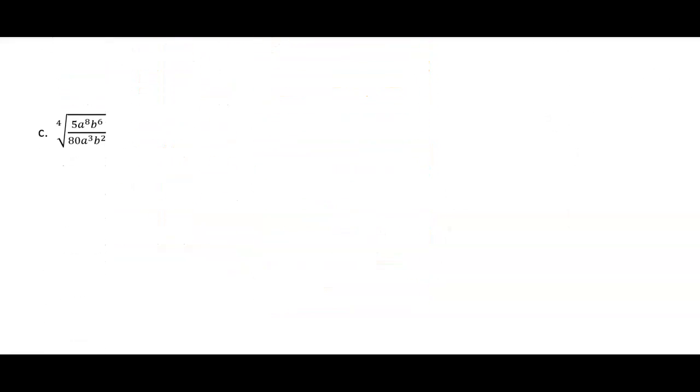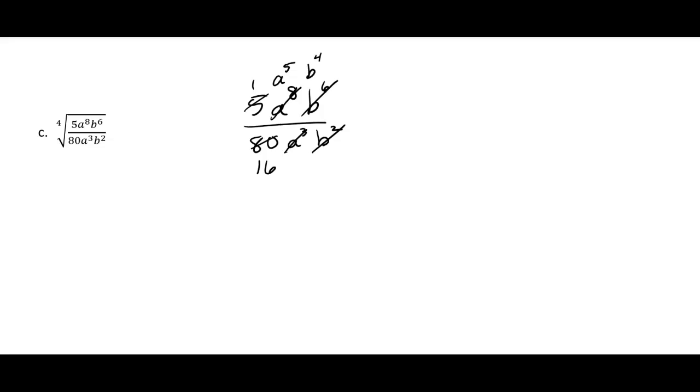Okay, so we got one more. I have the 5, a to the 8th, b to the 6th over 80, a cubed, b squared. All right, so 5 goes into 80 16 times. You can put a 1 in the numerator. We'll see if we need that. We probably won't, but we can have the 1 be there. And then a to the 3rd power, that's going to cancel with 3 of those. That gives me a to the 5th. And then 2 of those with 2 of those, so I'm going to have b to the 4th.